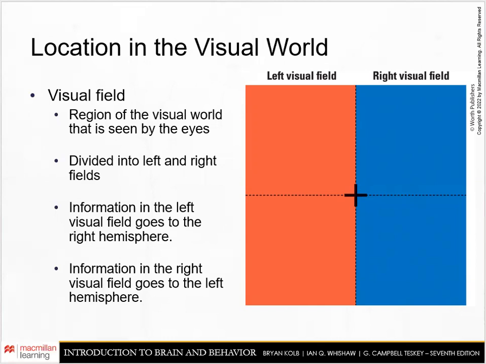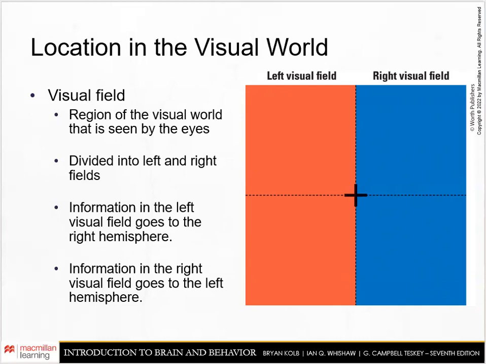We had that in the other image with Jimmy, where there was the left and the right visual fields. These are the regions of the visual world that are seen by the eyes that are divided into left and right. Information in the left visual field goes to the right hemisphere. Information in the right visual field goes to the left hemisphere.